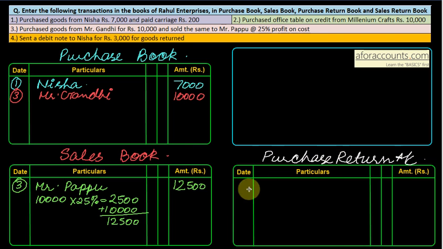Purchase return account. How much? 3,000. So number 4, Nisha, and debit note. Debit note means relation to purchase return. So how much is the amount? 3,000. So this is all for this question.